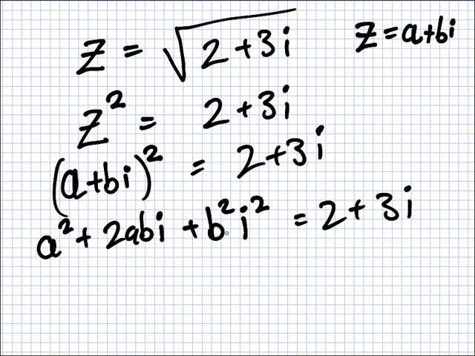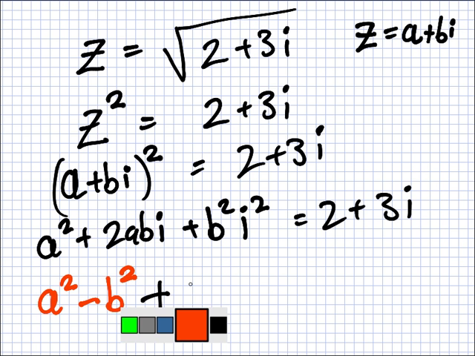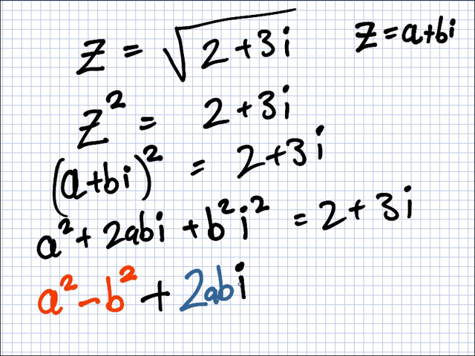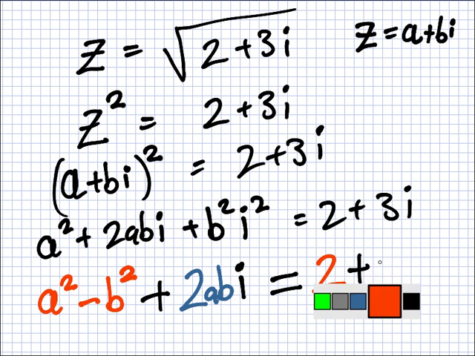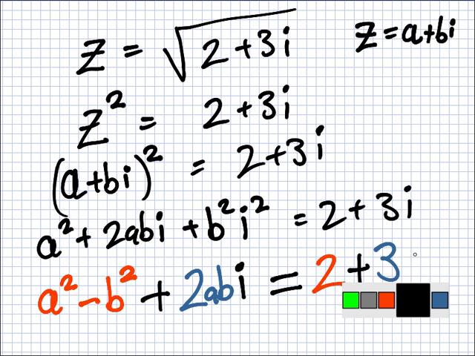Okay, what is the real part here? The real part is a squared, and what's the other real number? No, because this has an i in it. The b squared, because i squared is minus 1. So it's a squared minus b squared. Plus, and what's the imaginary part here? 2abi. Equals 2 plus 3i.